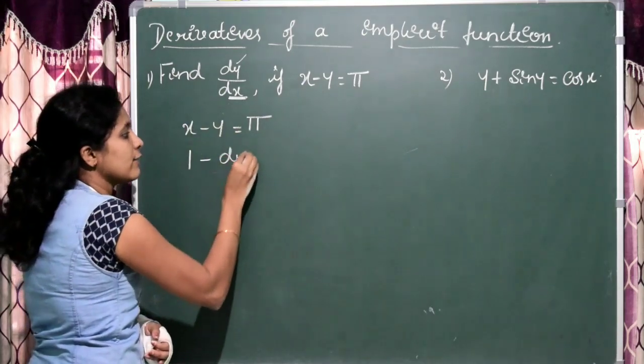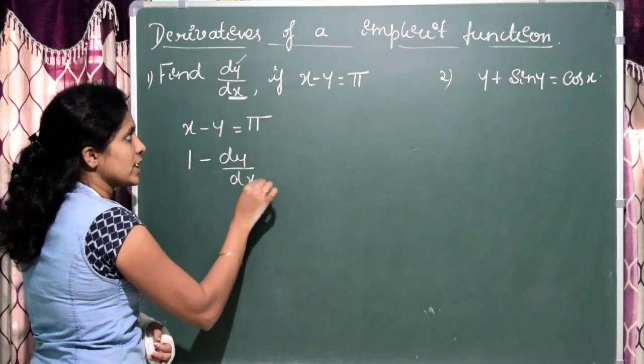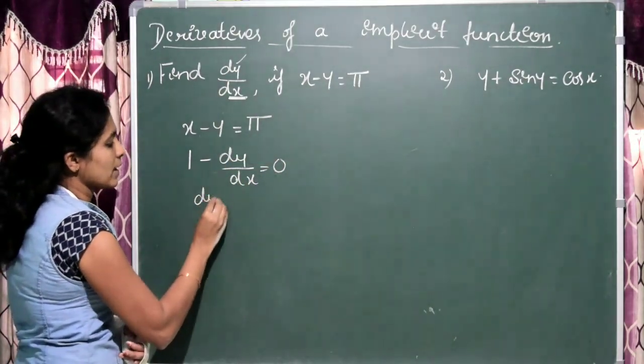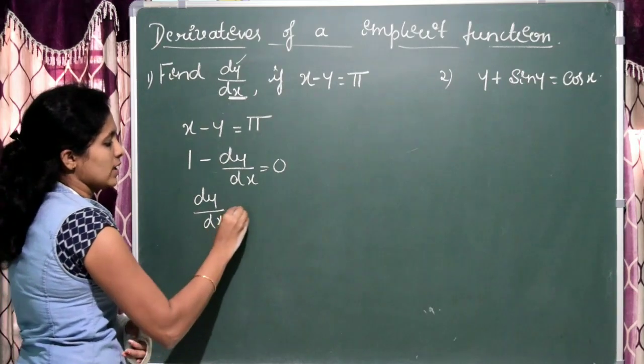So this will be now dy by dx. Is it clear? So derivative of pi. Pi is a constant, so this will be equal to 0. So directly I can write dy by dx is equal to 1. This is the one method.